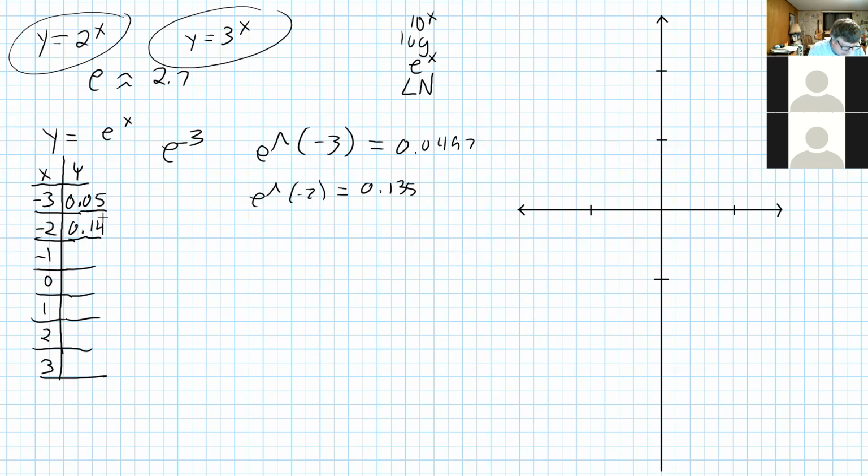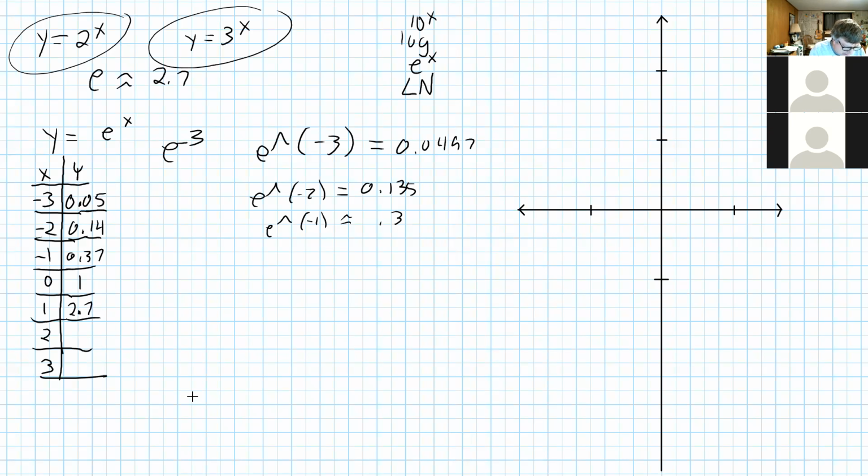Let's see. e to the negative 1 power is approximately 0.367, so we'll say 0.37. e to the 0 power is 1. e to the 1 power would be 2.7-ish. I know I was rounding to the nearest hundredth, and now I've gone to the tenth. Again, I'm not too concerned about being super accurate, because I'm not going to be able to graph it that accurately.